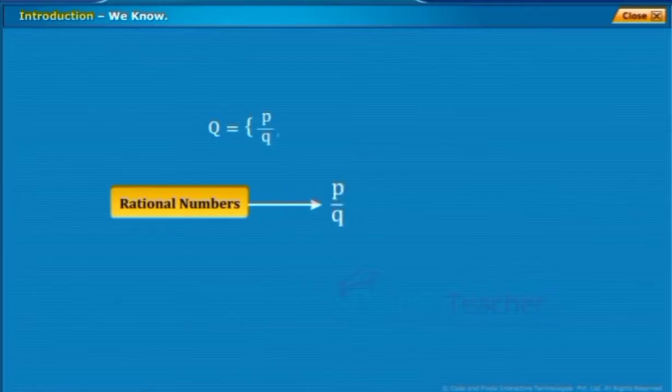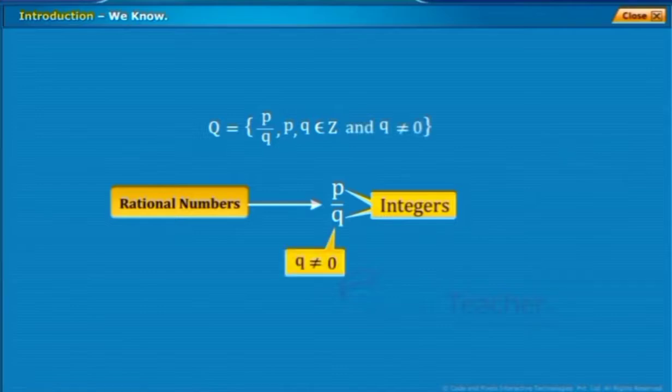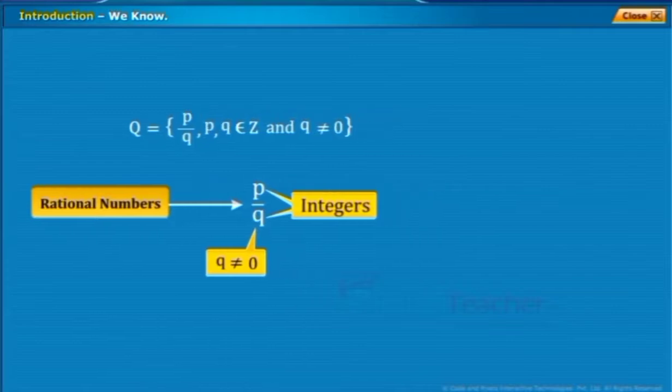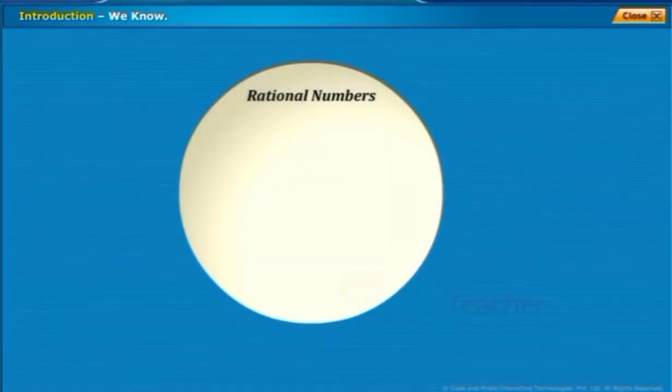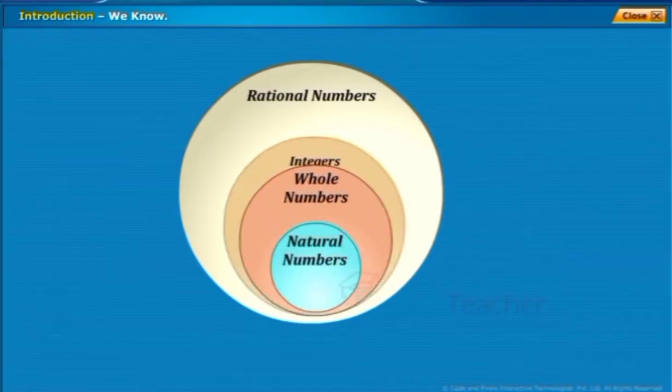Now, let us recall rational and irrational numbers. Rational numbers are the numbers that can be expressed in the form of p by q, where p and q are integers and q not equal to 0. They are denoted by Q. Rational numbers are always expressed using terminating decimals or non-terminating repeating decimals. Examples of rational numbers are as shown on the screen. Finally, we conclude that rational numbers contain the set of natural numbers, whole numbers, and integers.